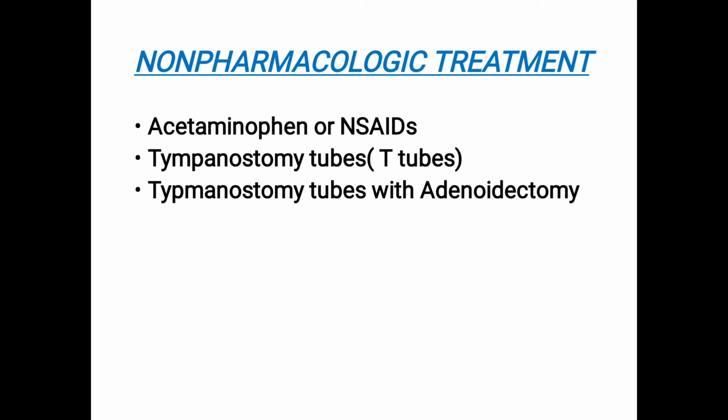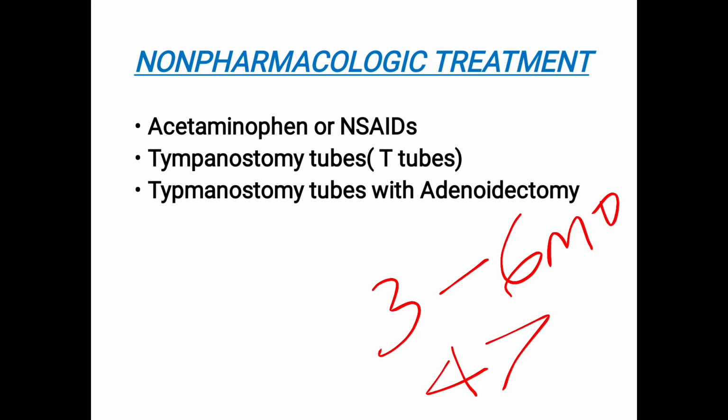Children with recurrent otitis who have more than 3 episodes in 6 months, or 4 or more episodes in a year, should be considered for T-tube replacement. We can consider tympanostomy tubes or T-tube placement with adenoidectomy. This should be considered in children if the child continues to have episodes of AOM after the extrusion of the original T-tubes.